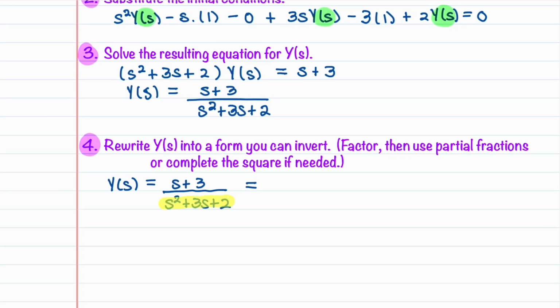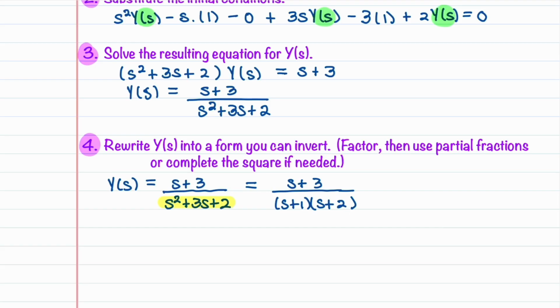Since the denominator is a quadratic, what we want to do first is see if we can factor this. The numerator is going to stay the same, so we have s plus 3. And then if we look at this quadratic, we can factor it as s plus 1 times s plus 2. To get this in a form that we can find in a Laplace transform table, what we need to do is separate the two linear factors that are in the denominator.